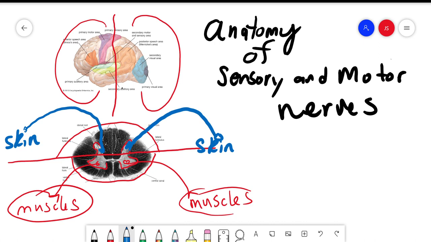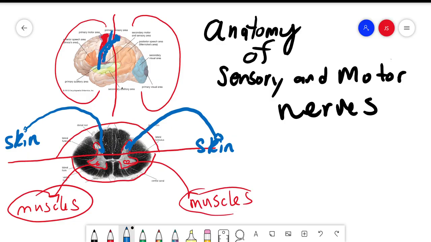This corresponds exactly with the anatomy up here in the brain, where you'll see this line dividing the sensory cortex here from the motor cortex up here. So you'll notice the motor cortex is in the front and the sensory cortex is in the back. And this is how you can remember the anatomy of the spinal cord and of the primary sensory cortex and the primary motor cortex, because they're both the same.